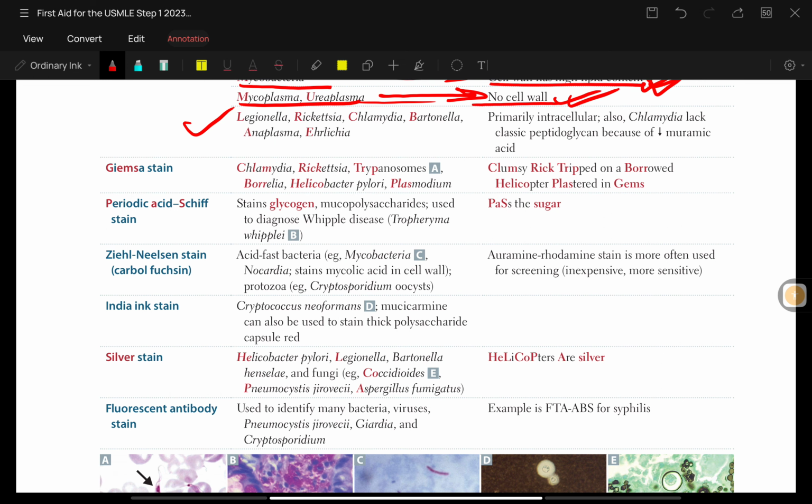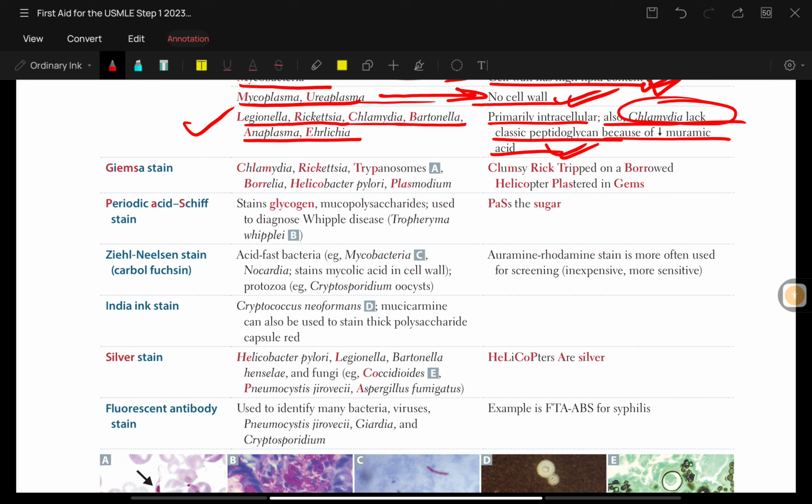Similarly, Legionella, Rickettsia, Chlamydia, Bartonella, Anaplasma, and Ehrlichia are primarily intracellular. Also, Chlamydia lack classic peptidoglycan because of decreased muramic acid. So we can remember about Chlamydia that it lacks classic peptidoglycan, that is cell wall, because of decreased muramic acid.